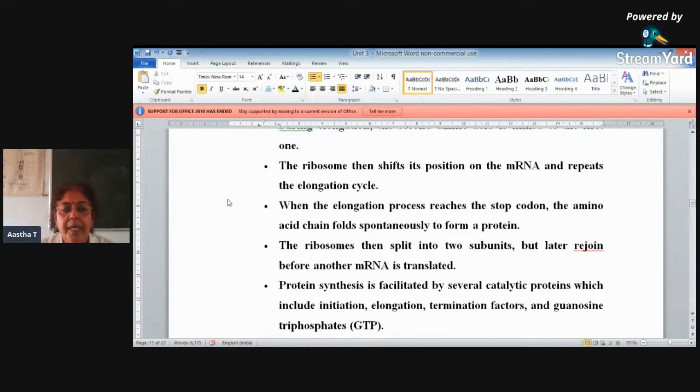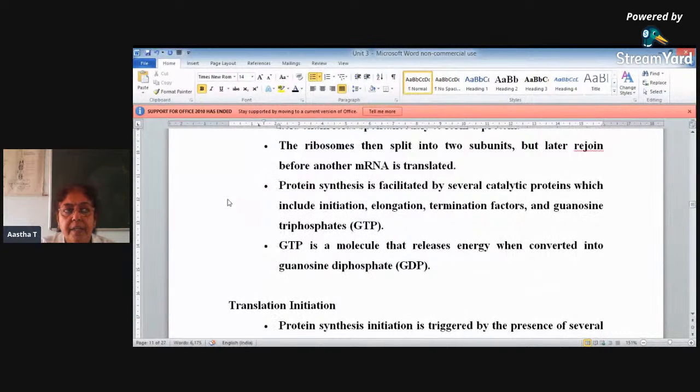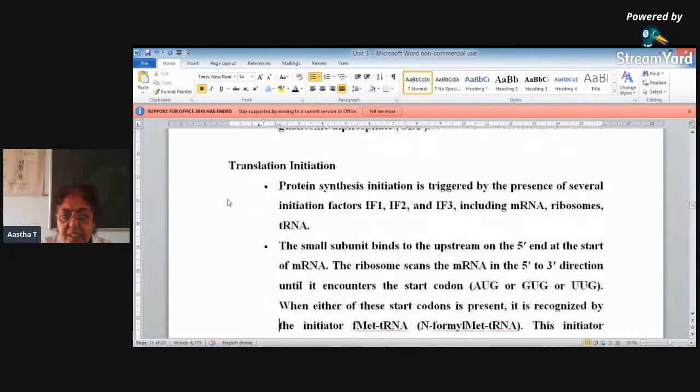The ribosome will then split into two parts and it will again rejoin when some other mRNA is to be translated. So several proteins are involved: initiation, elongation, and termination factors, along with the energy compound GTP. This GTP will be converted into GDP by releasing one phosphate and energy. This is the overall translation process.